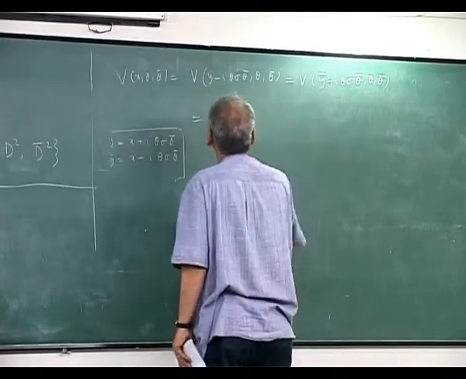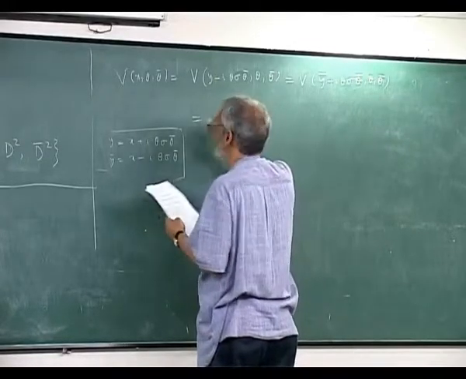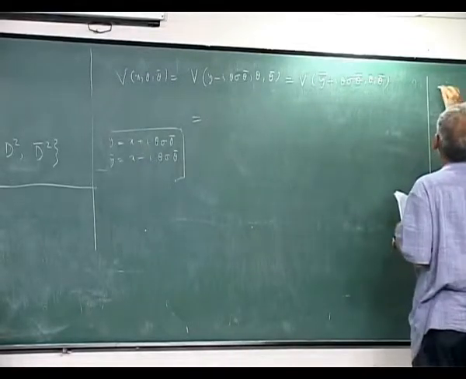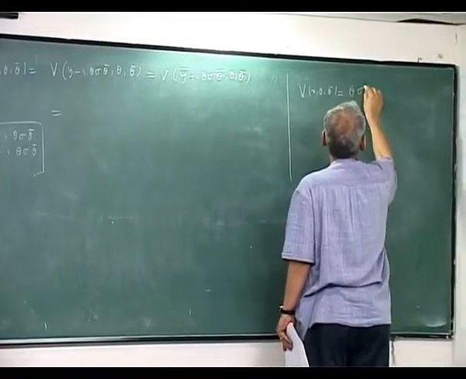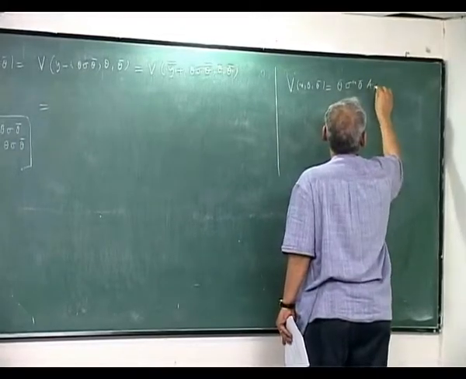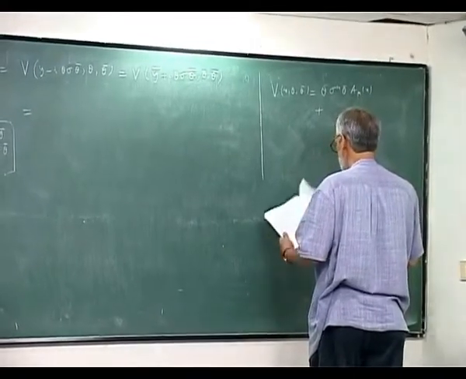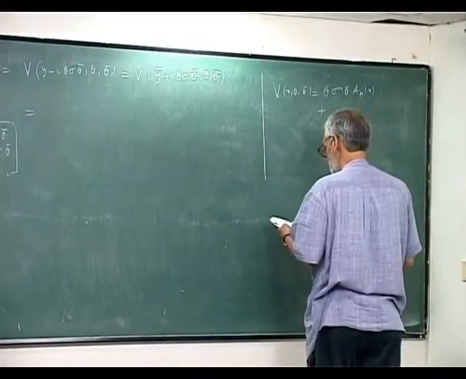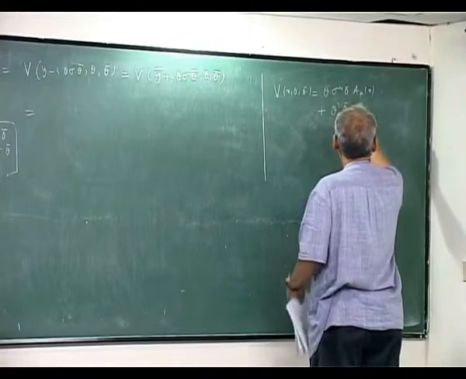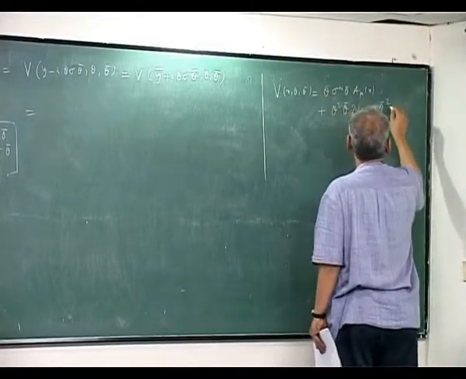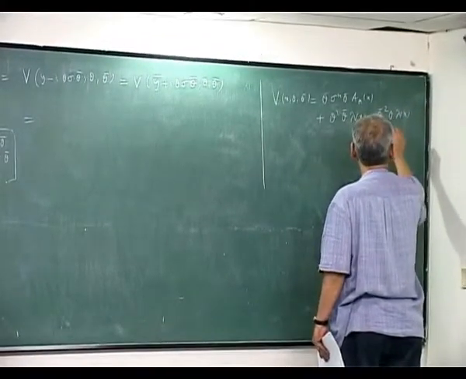Let me expand this out. This is V of y. Somehow maybe I should write down here what we had written as V of x, theta, theta bar: it was theta sigma mu theta bar A mu of x plus theta square theta bar lambda bar of x plus theta bar square theta lambda of x plus half theta square theta bar square D of x.